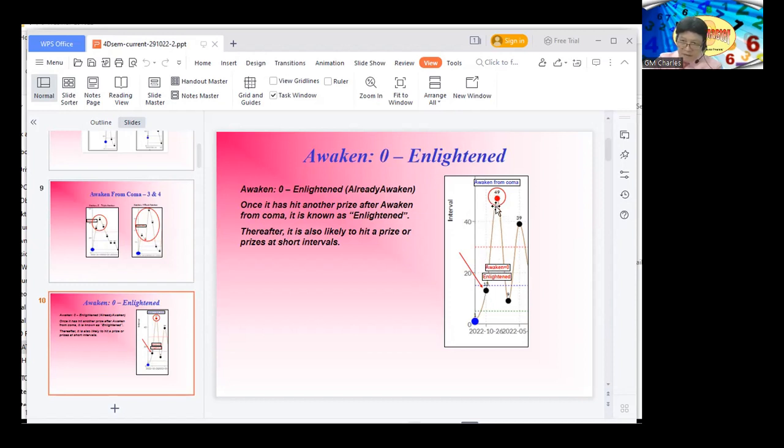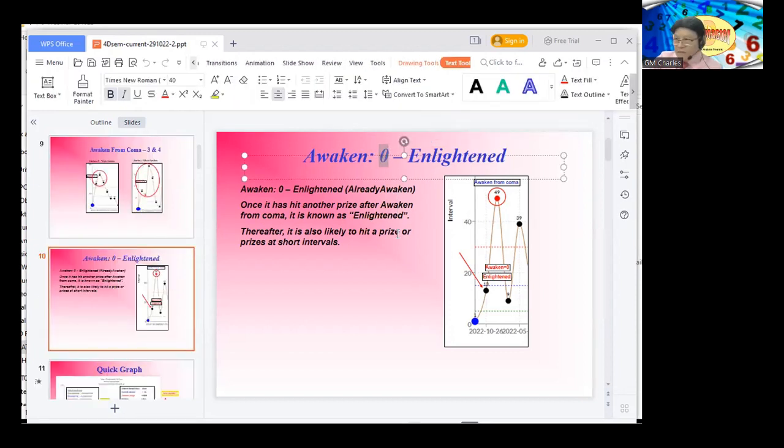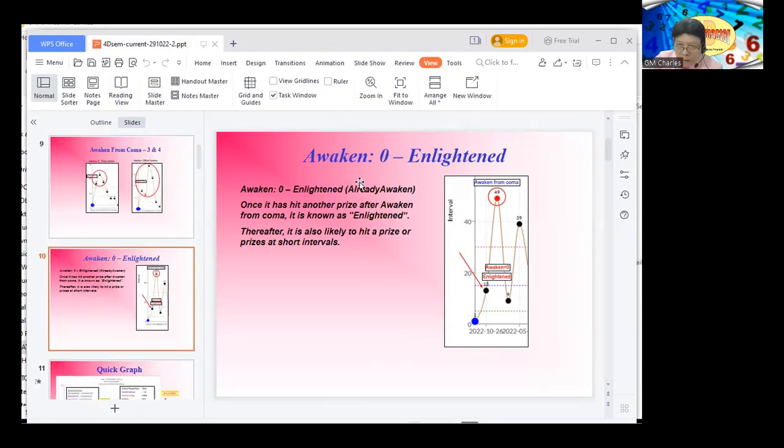Meaning that if it hit already from awaken from coma, then it hit another price again, it is considered awaken 0 already. That means it is no longer considered awaken. It's already awakened at this point, so that's why I call it enlightened, for a better word, so you can distinguish between enlightened and awaken.